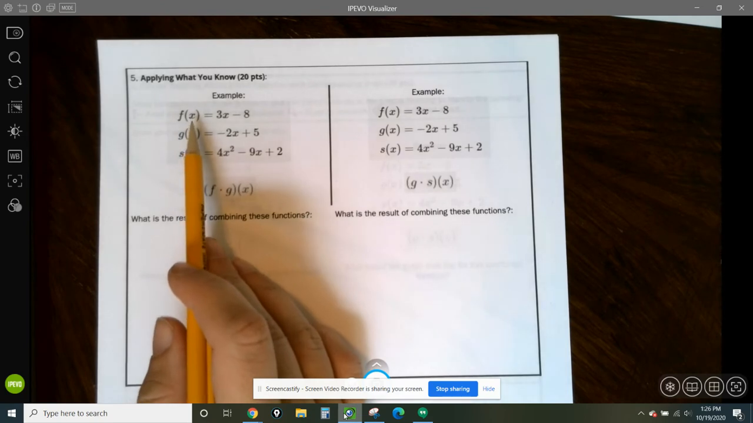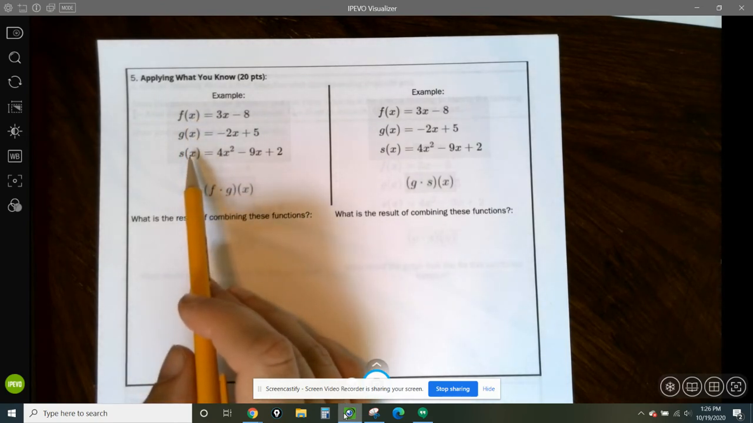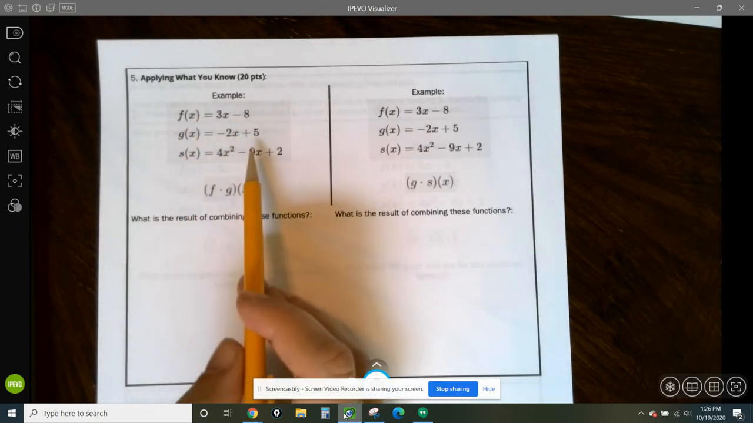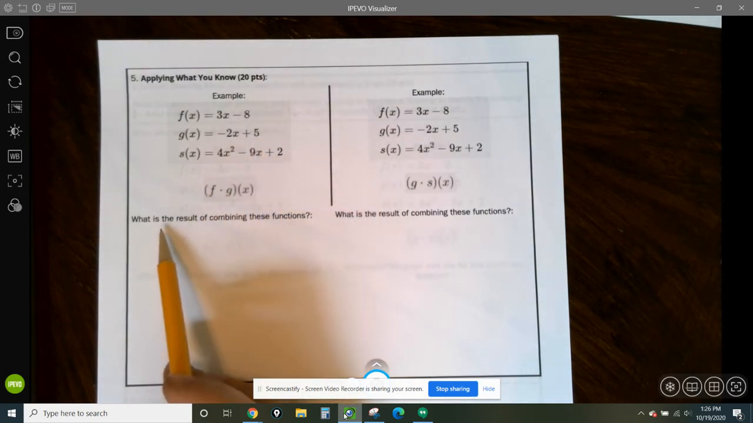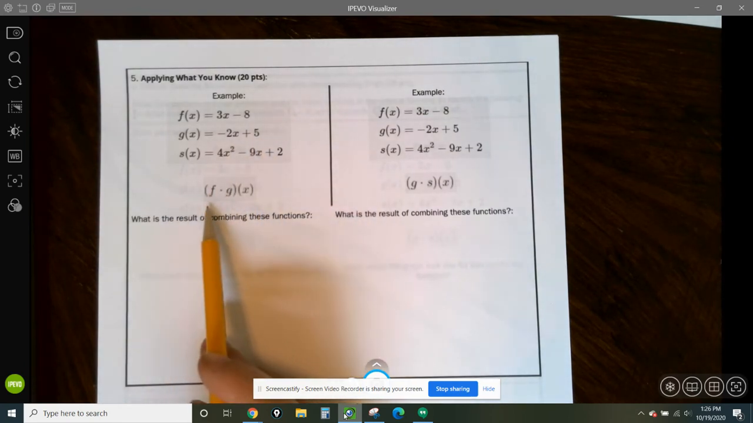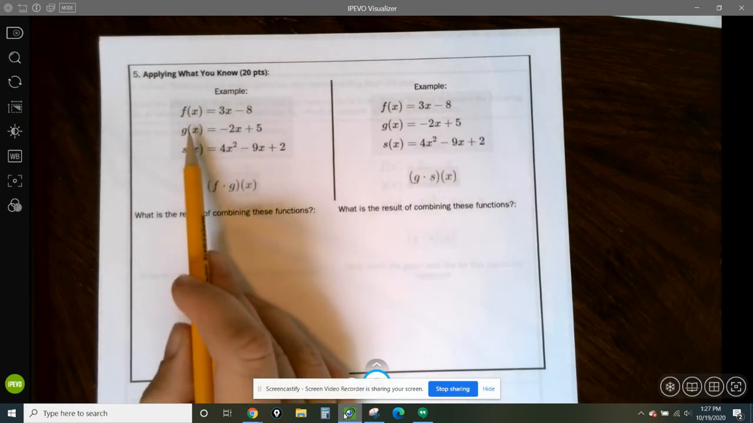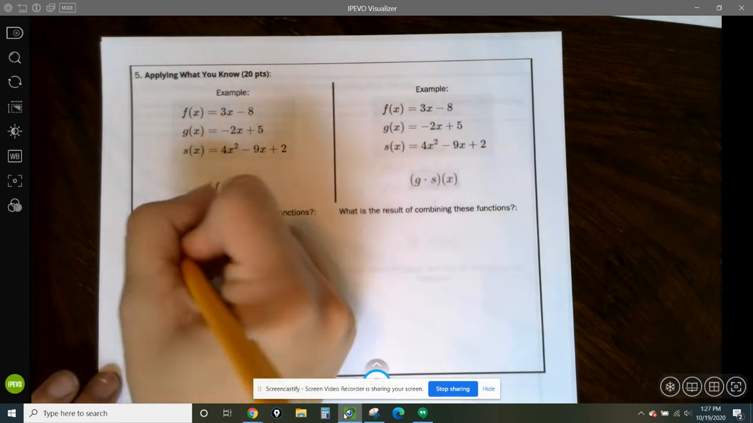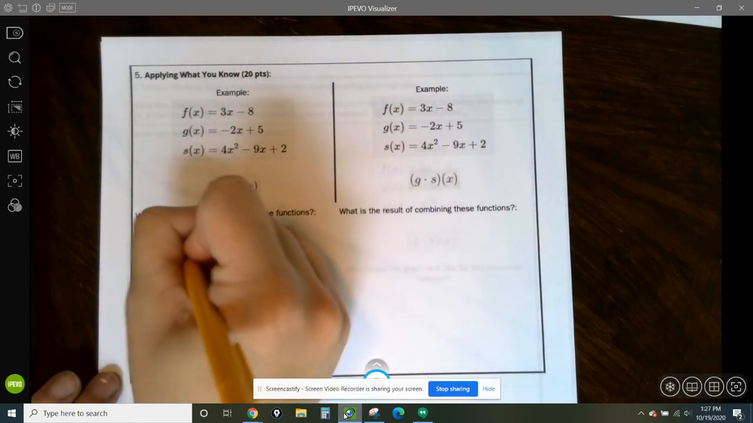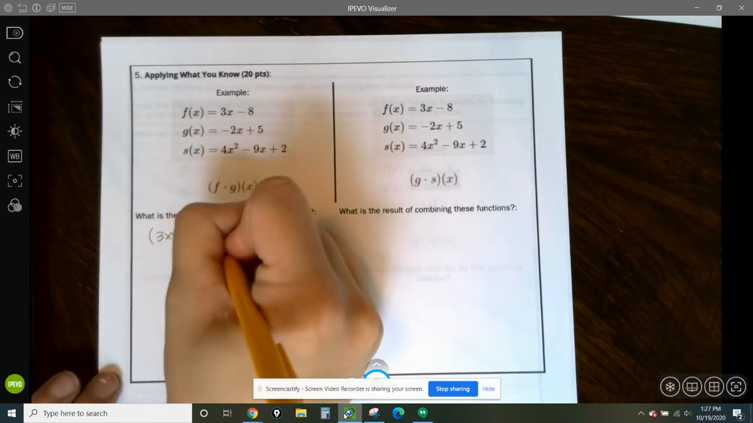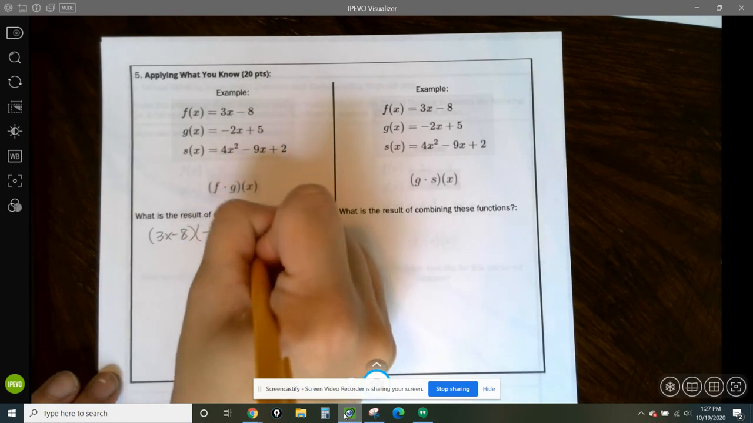So they gave us an f of x, a g of x, and an s of x. So here are 3 functions. And what they want to know is, what is the result of combining these functions? So this one wants to know f of g of x. That's how you say that, f of g of x, or f times g of x. So we need to multiply together the f of x and the g of x. Okay, so down here I'm going to do that. I'm going to do 3x minus 8 times negative 2x plus 5.